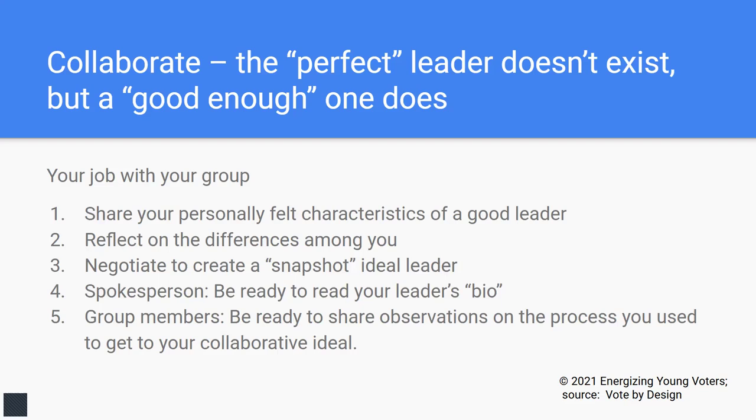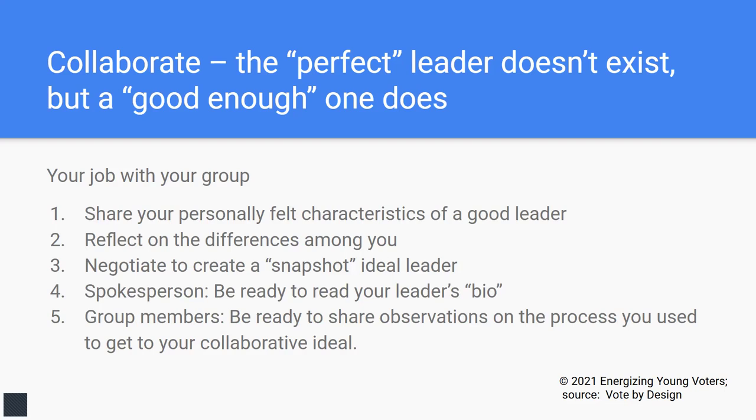The job in the group is that you go around the circle, and every person shares what they said were their personally felt characteristics of a good leader. They talk about what's different among them, and then they have to collaborate and be willing to negotiate and compromise to create a snapshot ideal leader that has just 3 previous experiences, 5 leadership qualities, and 3 personal qualities. So there's a lot of give and take that has to go on, and they have to have a time limit on that. When the time is up, and it takes about 5 minutes, they won't be finished, but it still takes about 5 minutes of the class time.